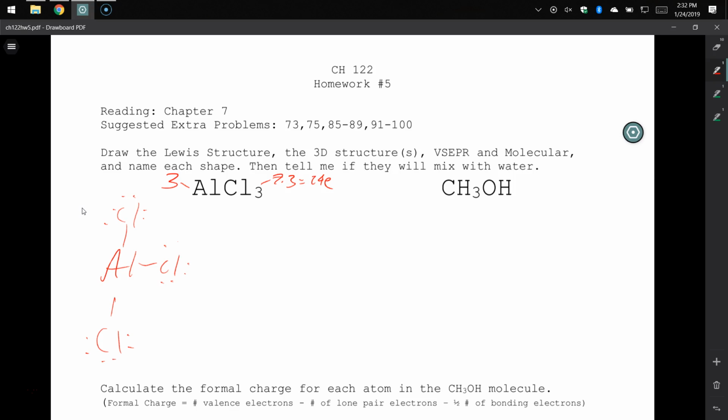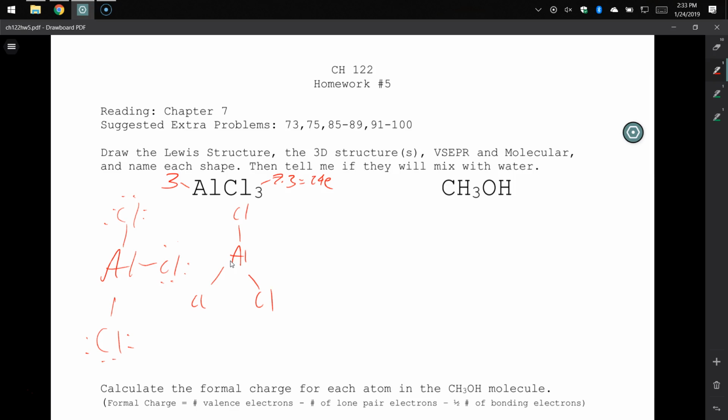What's the 3D structure look like? So it doesn't exist, right? Yeah. There is no 3D structure for this molecule. It's only 2D. So all you could do for this one is put aluminum there and then put the chlorines at 180 degrees away from each other, and now I've got a trigonal planar structure.